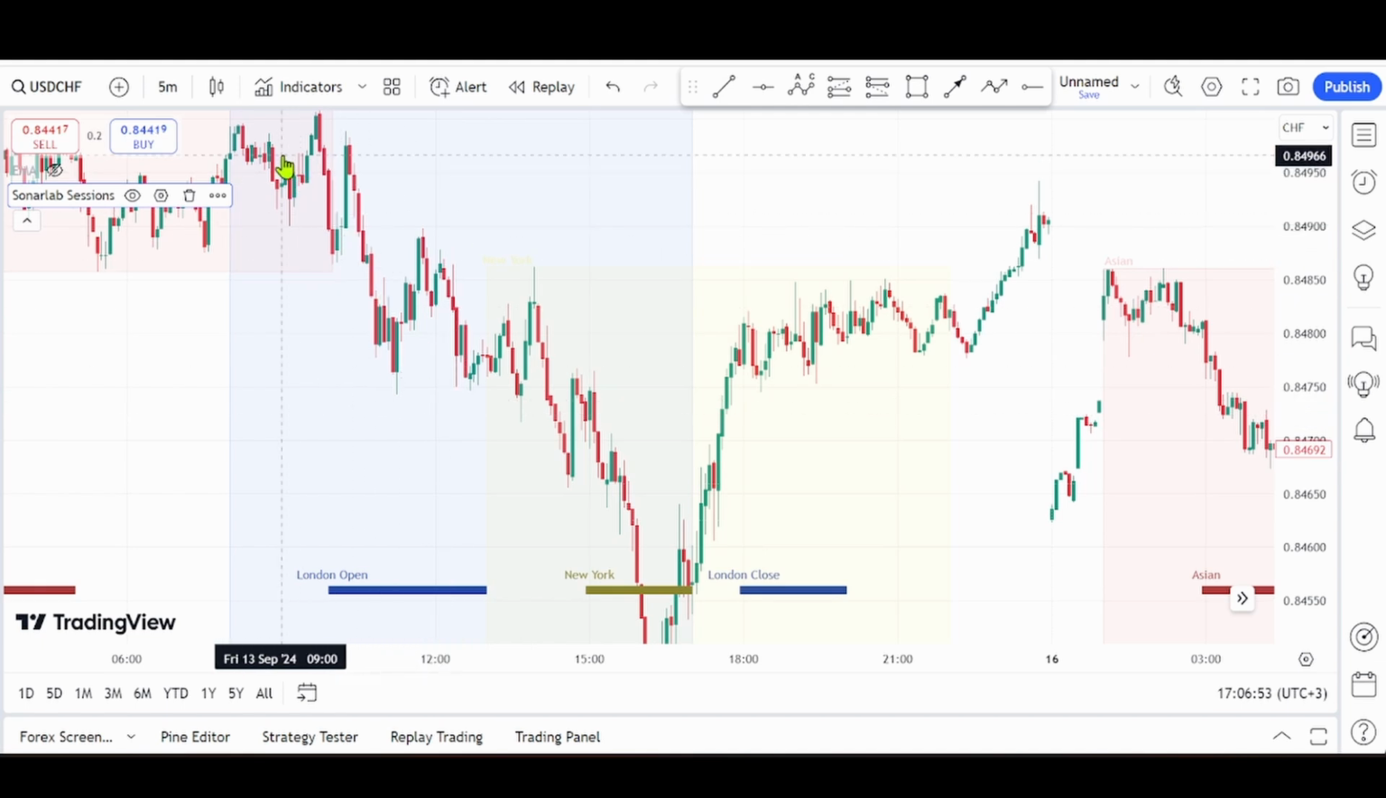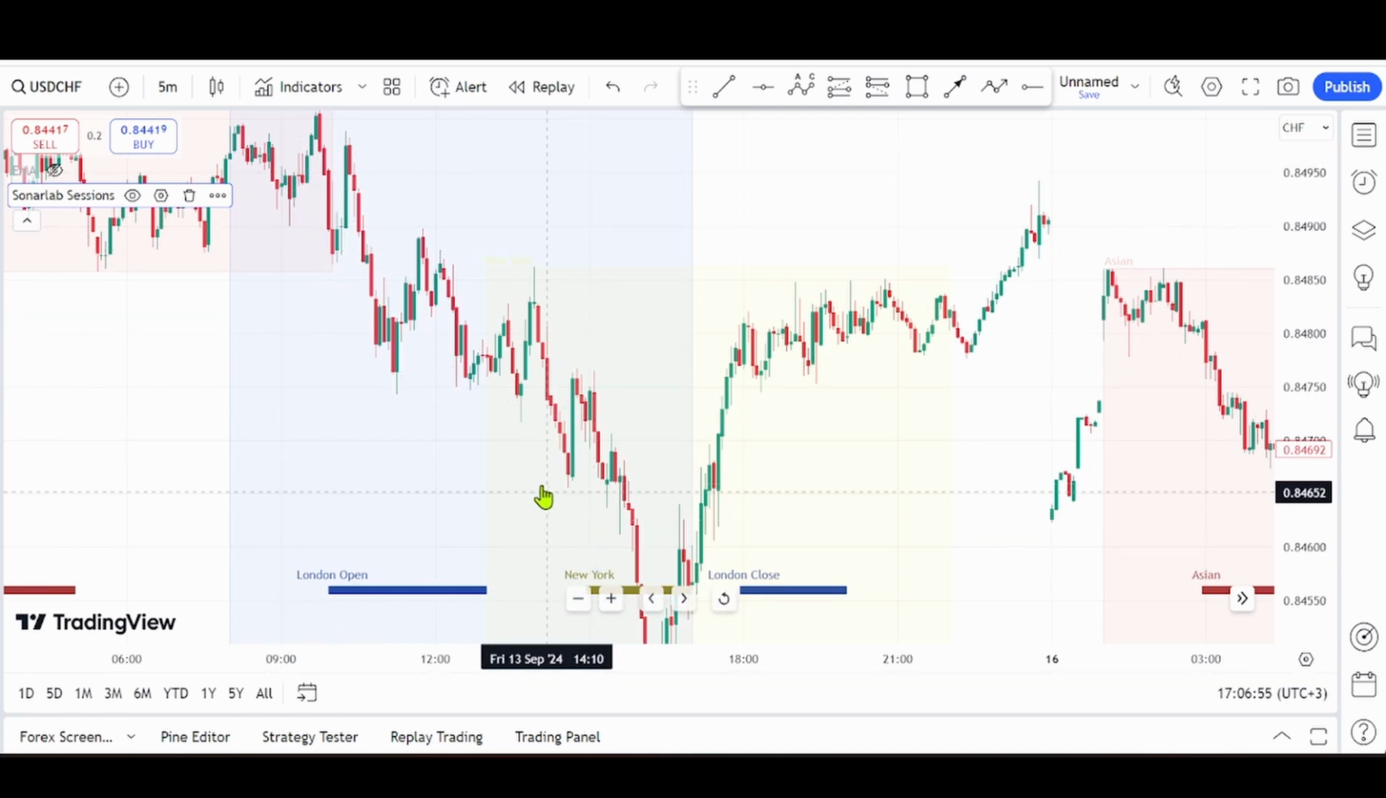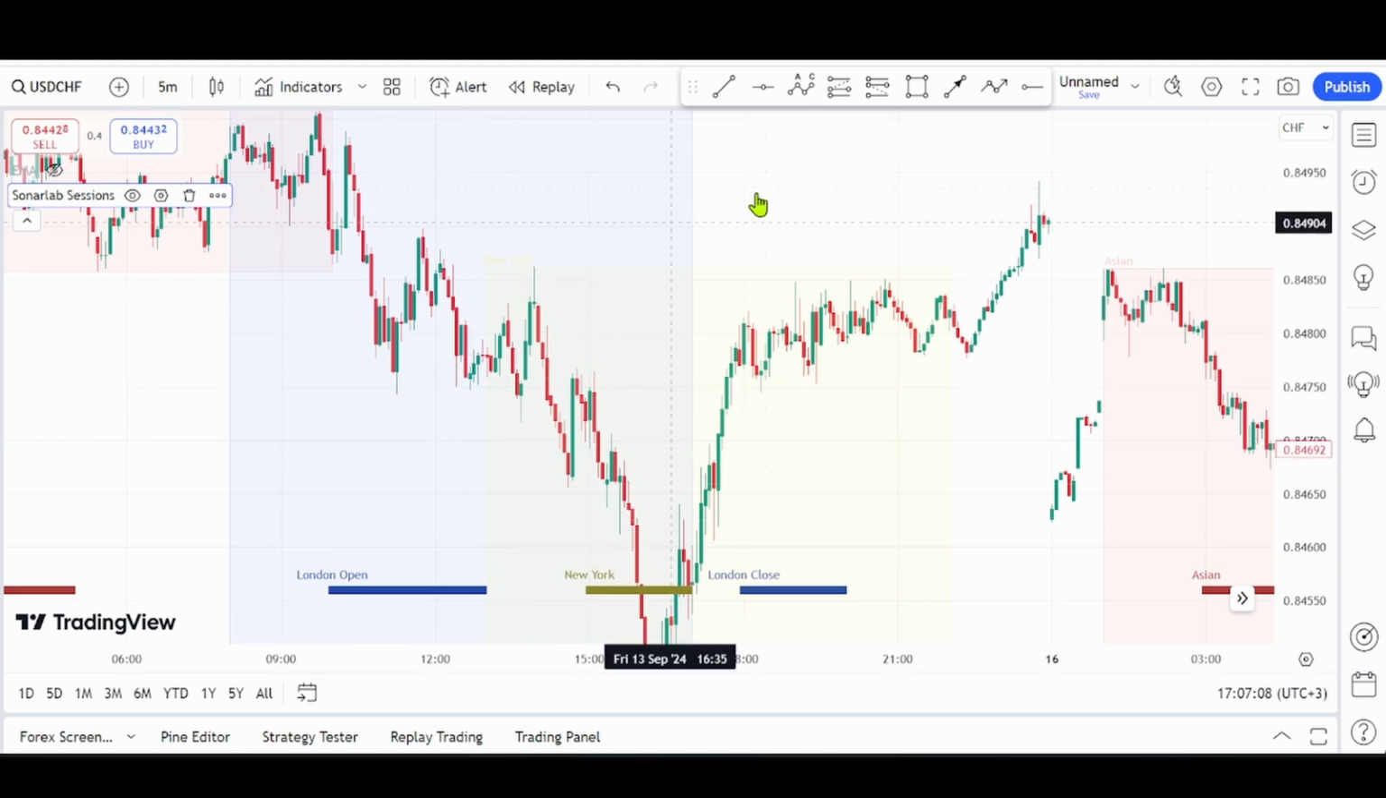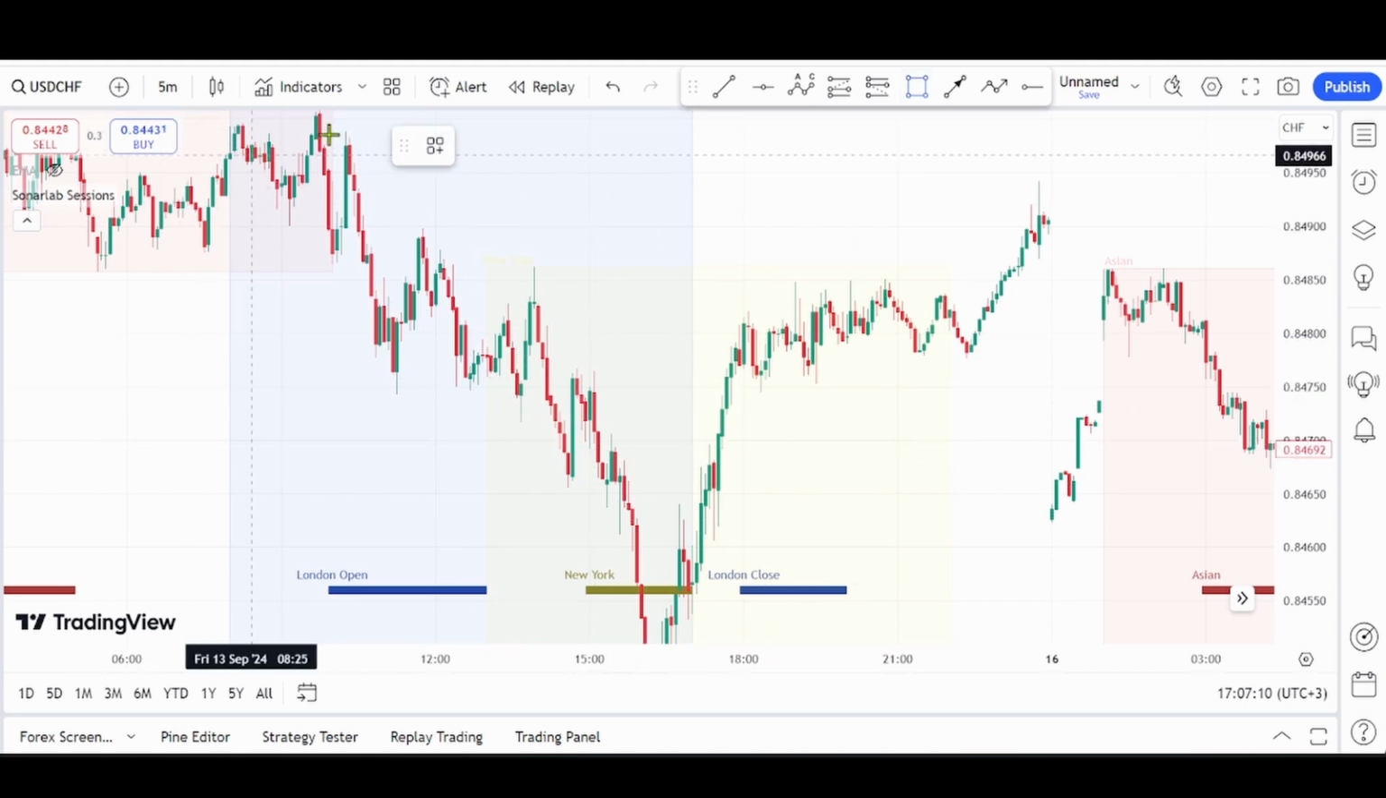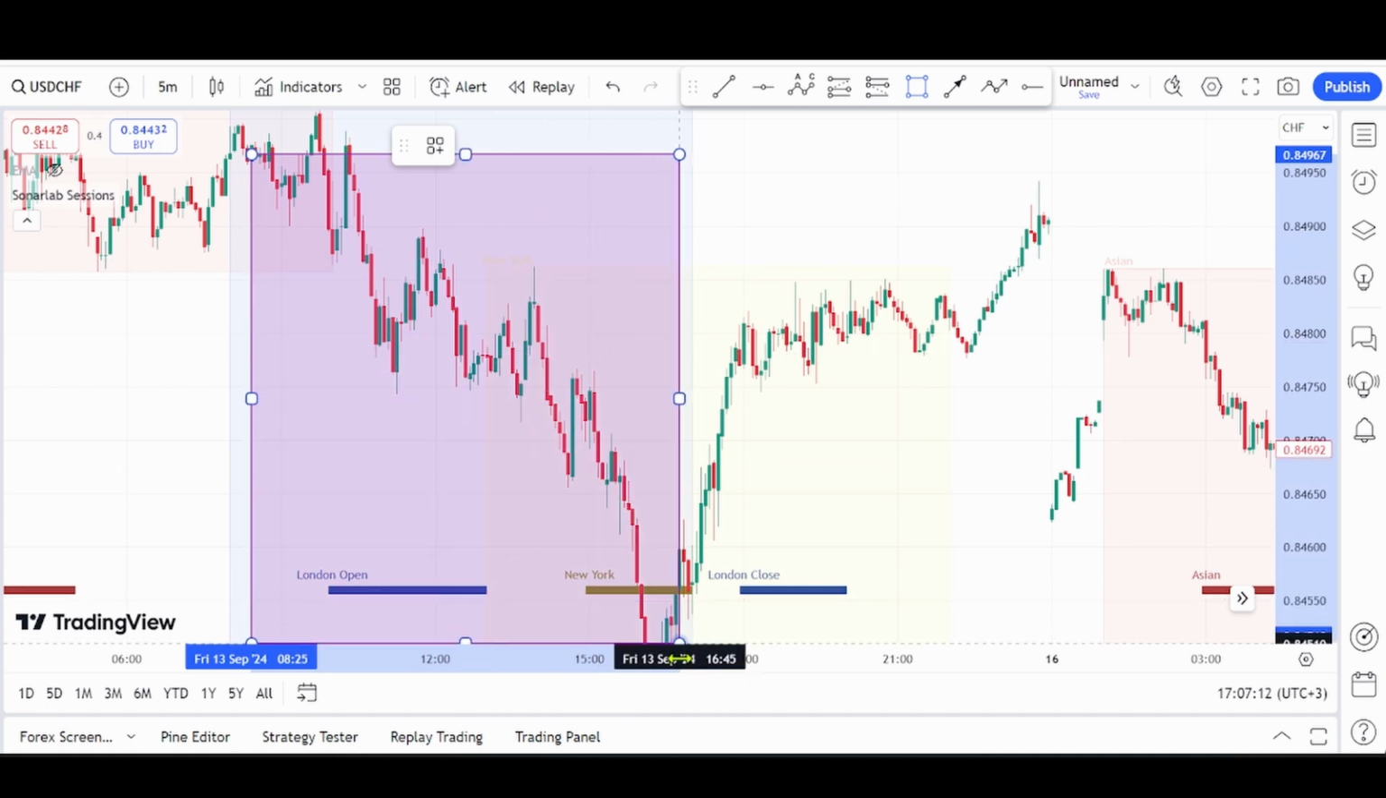Now we can see we have a lot of volume here, the London session. So we understand the London session is one of the best trading times. Now the second scenario that we shall be looking at, you can see here we have a lot of volume here.